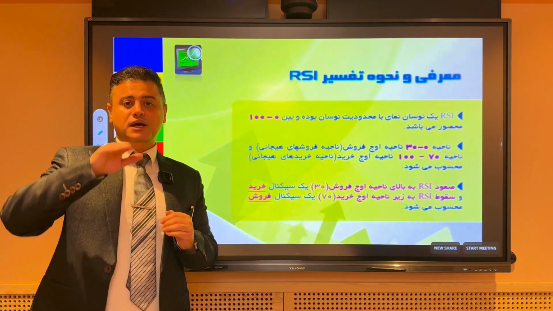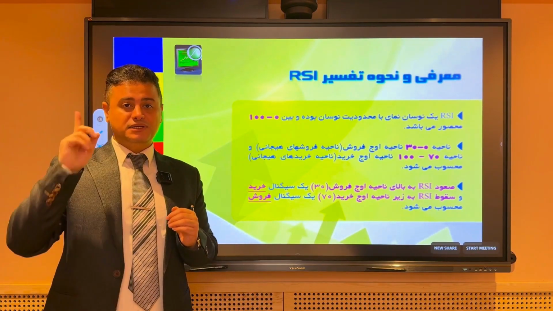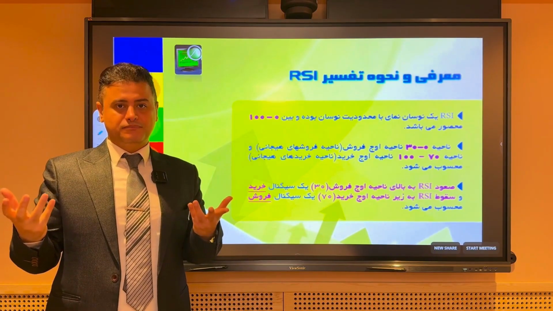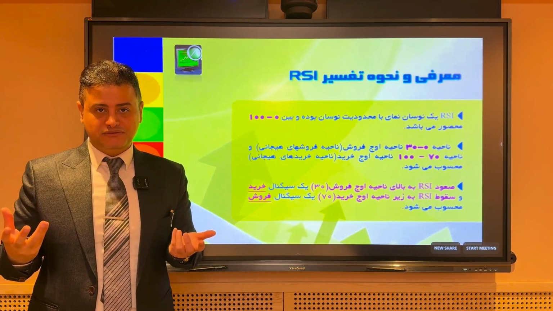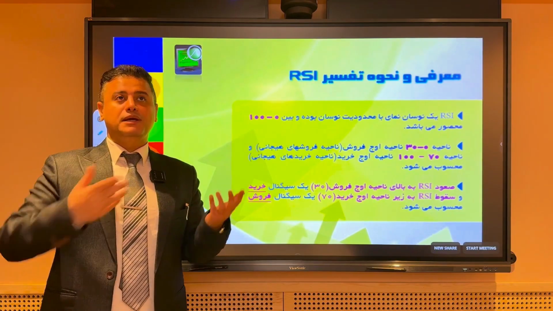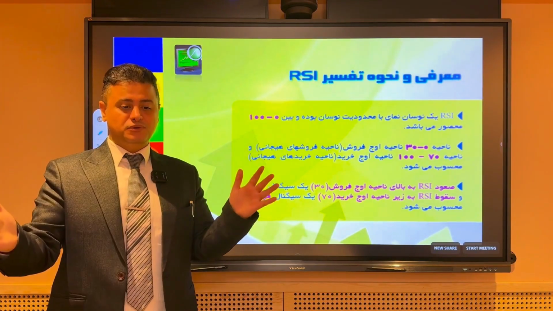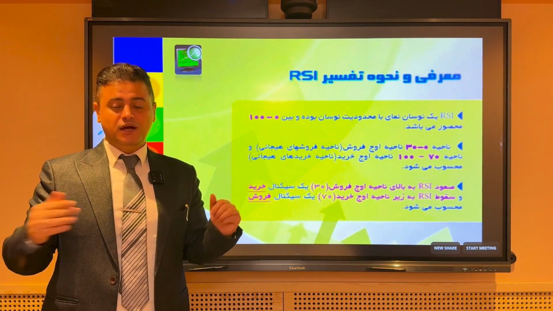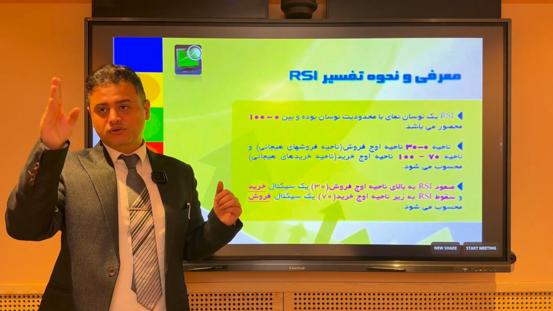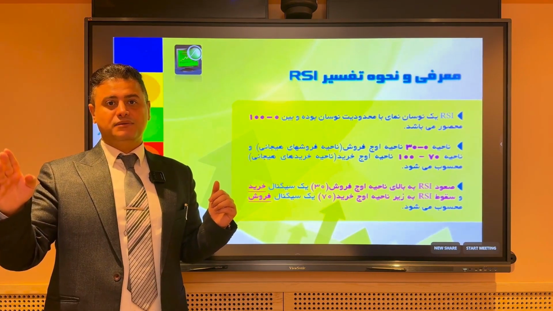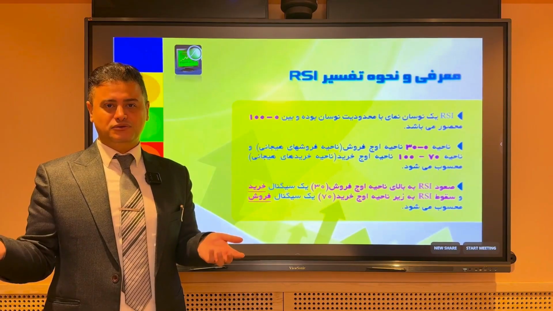Look guys, when we apply the RSI face-to-face with the price chart of the stock, we create a price chart and we have a separate RSI chart below. When the RSI crosses downwards through the 70 line, cutting through it, it gives us a sell signal.